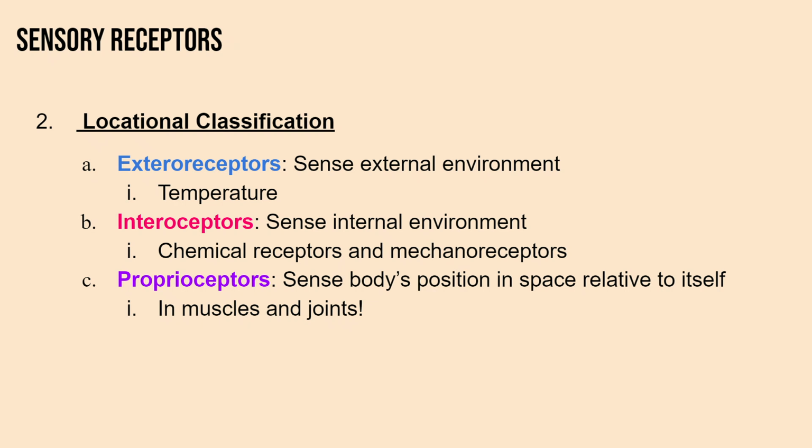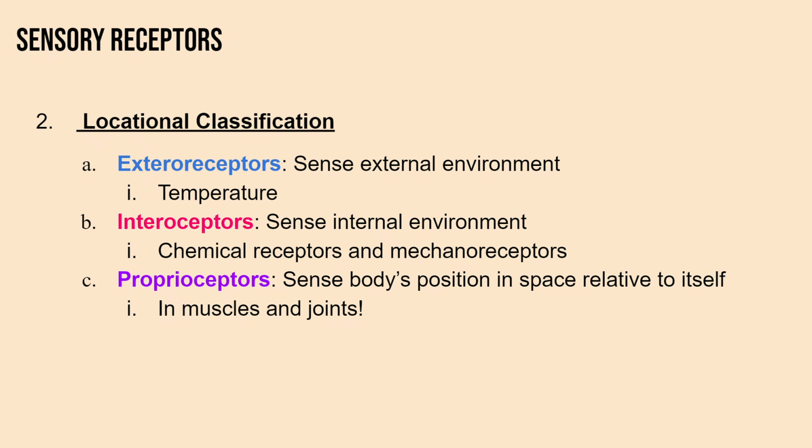The second classification is based on location, which is pretty straightforward. So you have the exteroreceptors, which sense the external environment. So if I'm touching the table, then the sensory receptors in my finger are known as exteroreceptors because they're sensing the external environment.